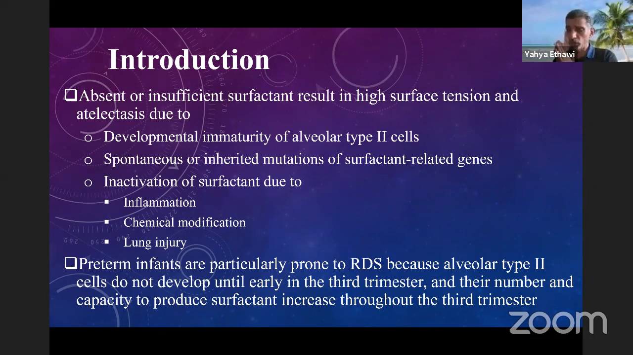It's either due to developmental immaturity of pneumocyte type 2, or spontaneous or inherited mutation of surfactant-related genes, or inactivation of surfactant, either by inflammation or chemical modification or lung injury. So obviously, preterm babies are prone to RDS because we know that pneumocyte type 2 will not develop until the third trimester. And even in the third trimester, their number will be increasing successively.